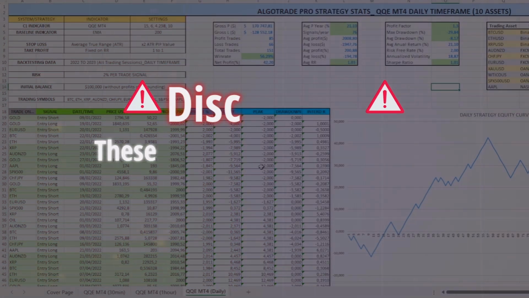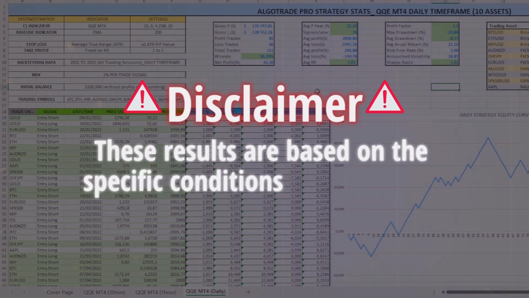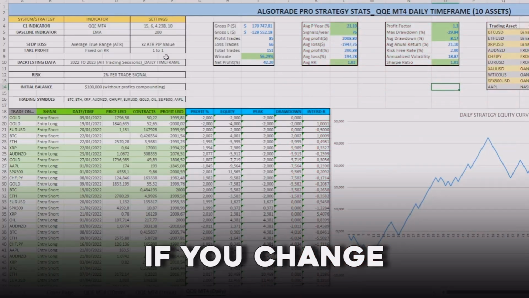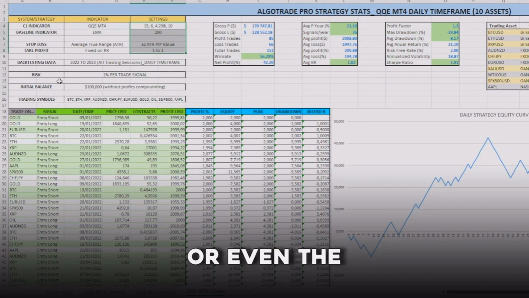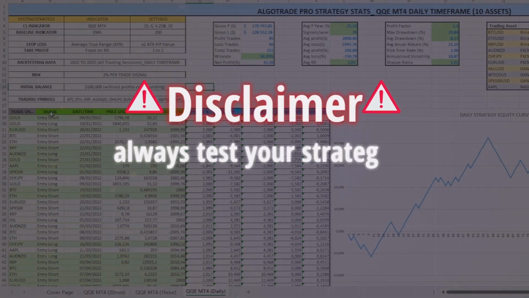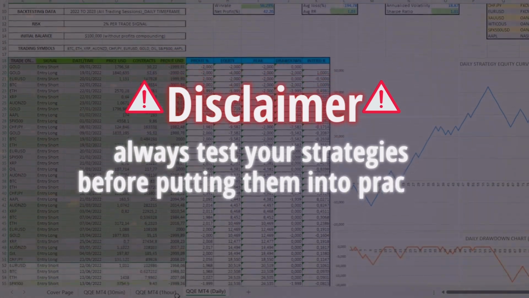Of course, keep in mind that these results are based on the specific conditions and settings I used for this test. If you change the conditions, settings or even the assets, your results may change. So always test your strategies before putting them into practice.